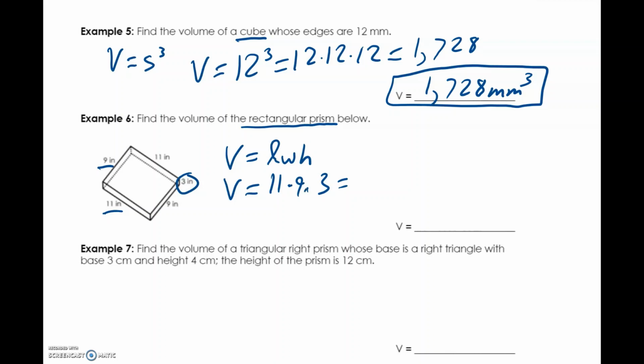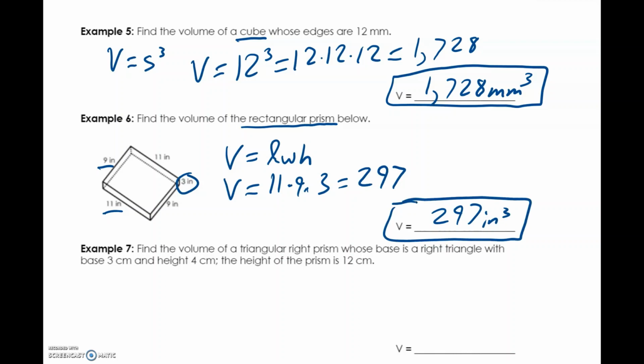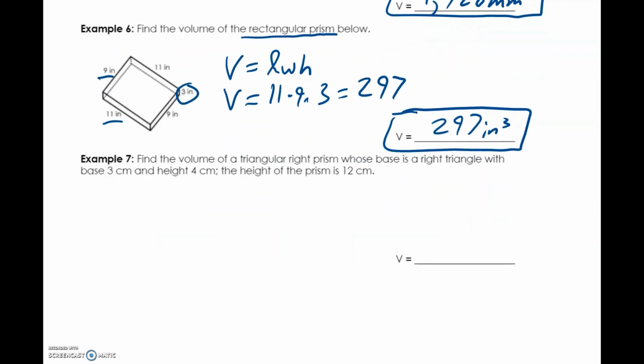And when you multiply all these, you should get 297. So 297 and then inches cubed. Again, cubed because it is volume. Okay, and I'm going to try to get through this last one quickly.